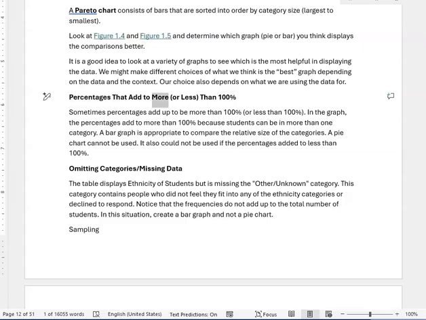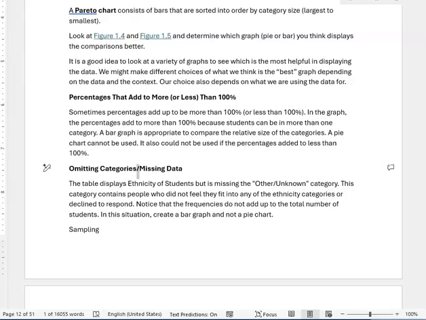Percentages that add to more or less than 100%. Sometimes percentages add up to be more than 100% or less than 100%. In the graph, the percentages add to more than 100% because students can be in more than one category. A bar graph is appropriate to compare the relative size of the categories. A pie chart cannot be used. It also could not be used if the percentages added to less than 100%.